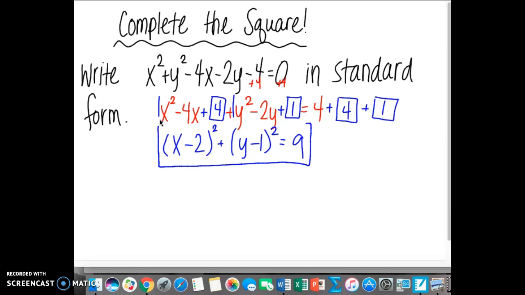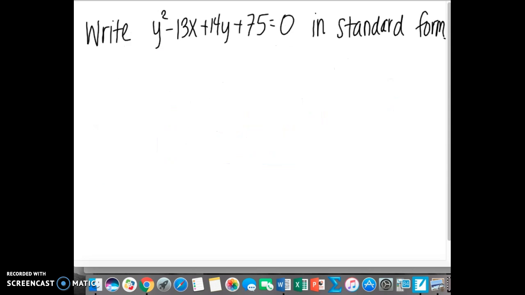We are able to leave this as is because this is the formula we need for a circle. If you look back to our original, we have x squared plus y squared. So that means that if the coefficients are both 1s, we're dealing with a circle. So we are able to leave our formula as x minus 2 quantity squared plus y minus 1 quantity squared equals 9. Take a look at the next example.